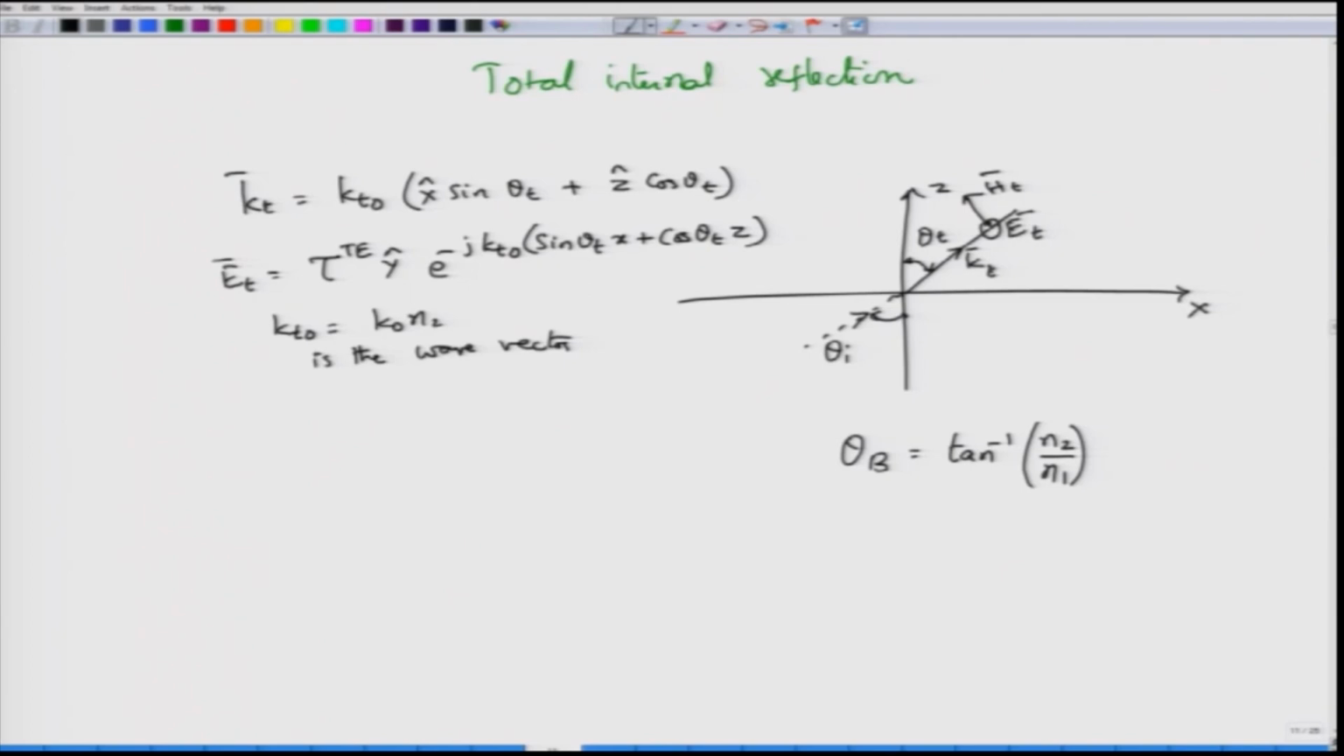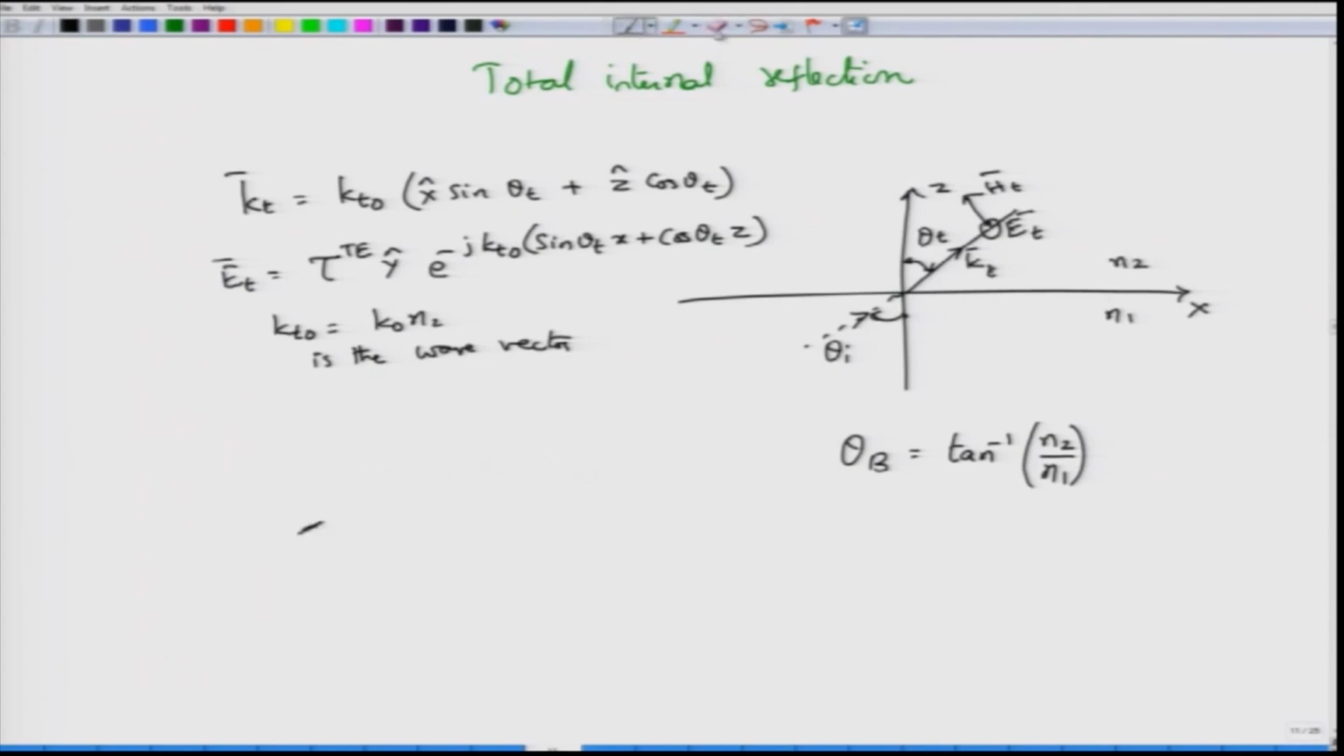Now, what we want to do is to reverse the situation. So, earlier what we had considered was n1 is 1 and n2 is 1.44. So, this is n1 and this is n2. So, this is the medium.